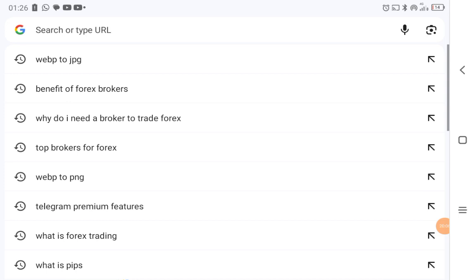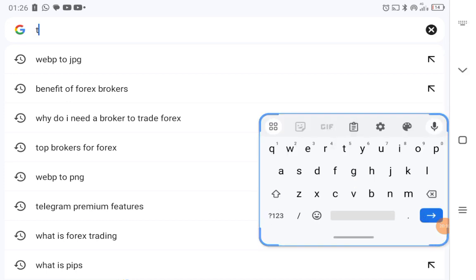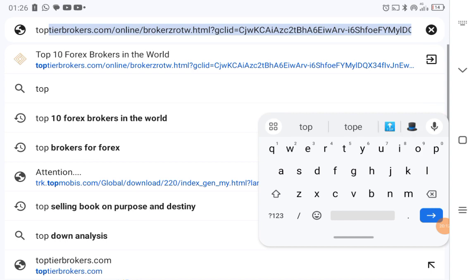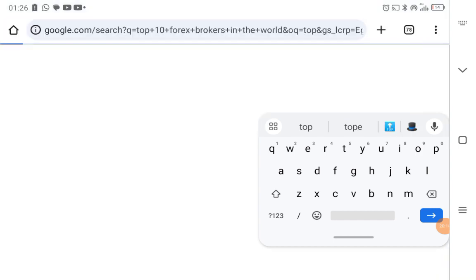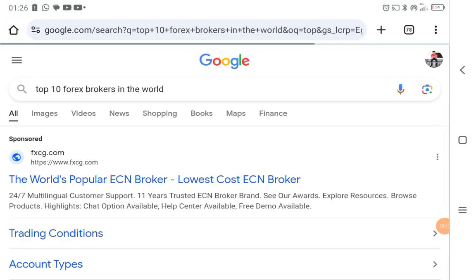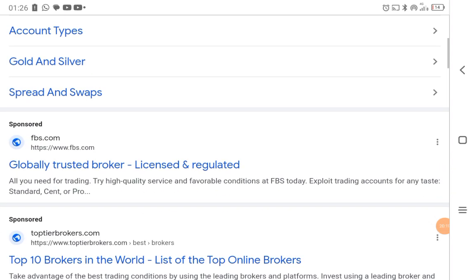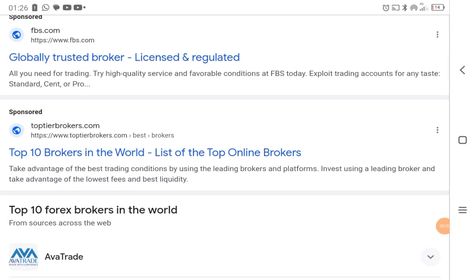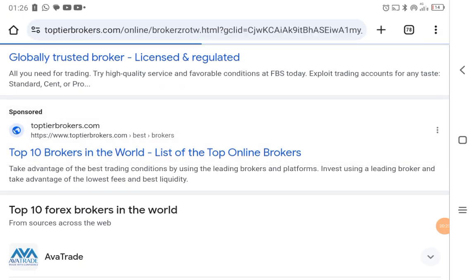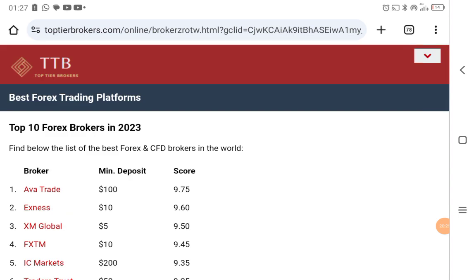So let's just quickly type top 10 brokers in the world. Let's check. All right, top 10 brokers in the world. You can see, top 10 brokers in 2023. Now that this was last year.